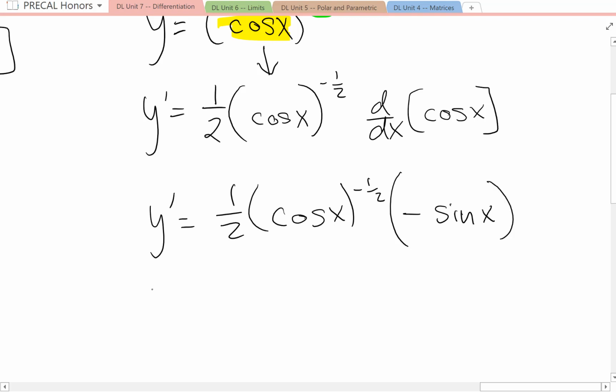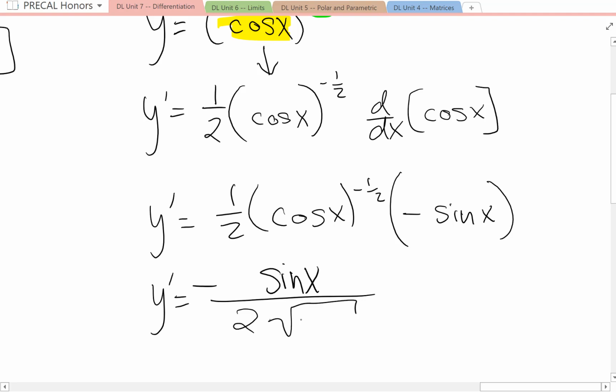Go ahead and clean it up by writing what is in the numerator and what's in the denominator. And we get a negative sine x in the numerator, and a 2 and a square root of cosine x in the denominator.